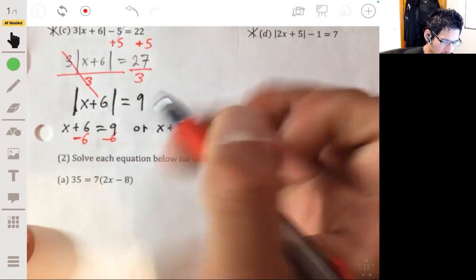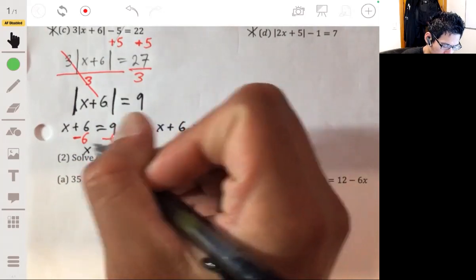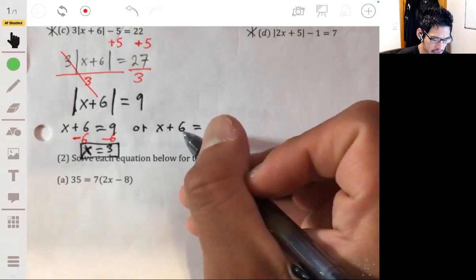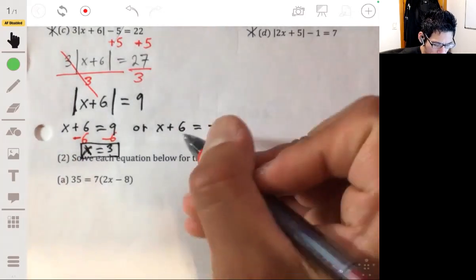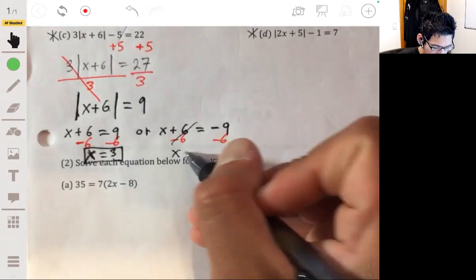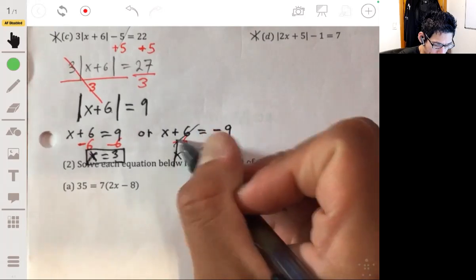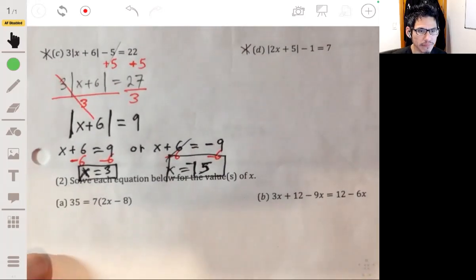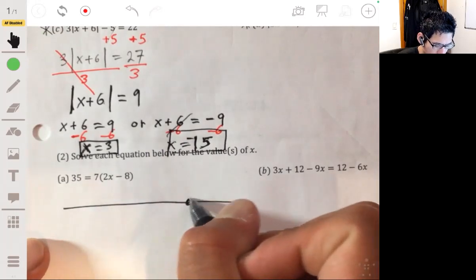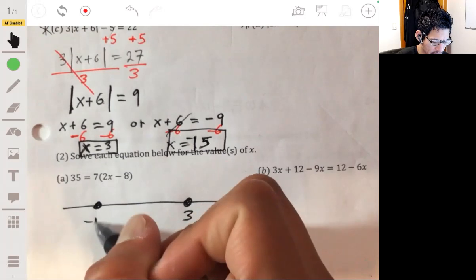So let's solve for x here, and we get x is 3. Solve this one for x, take away 6. And then we get x is negative 15. And I'm going to write my number line over here. So we plot a dot at 3 and another dot at negative 15.